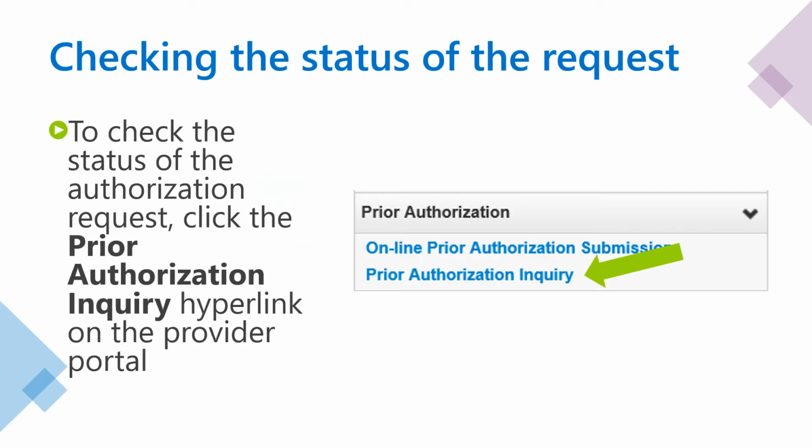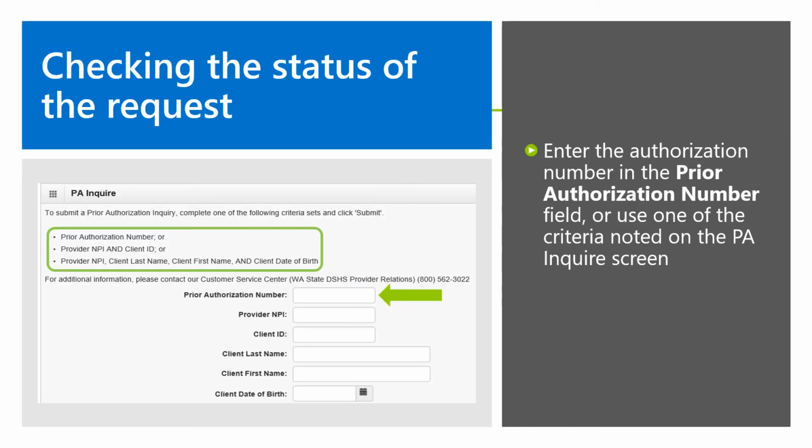Now that you have submitted your request, you can check the status of your request by clicking on the Prior Authorization Inquiry hyperlink on the provider portal. You can check by entering the authorization number in the prior authorization number field, or enter the NPI, the billing NPI used on the request, and the client ID ending in WA, or the provider NPI, client last name, client first name, and client date of birth. It is much easier to search using the authorization number, the 9-digit number, especially if more than one request has been submitted for the client.